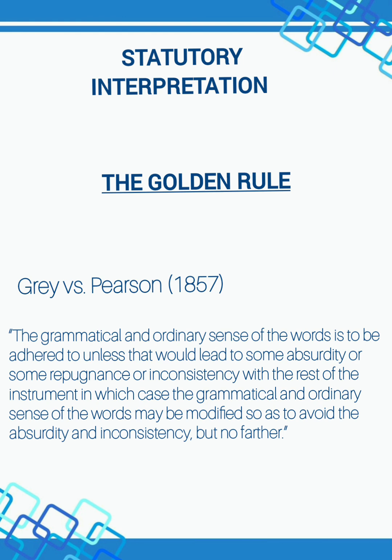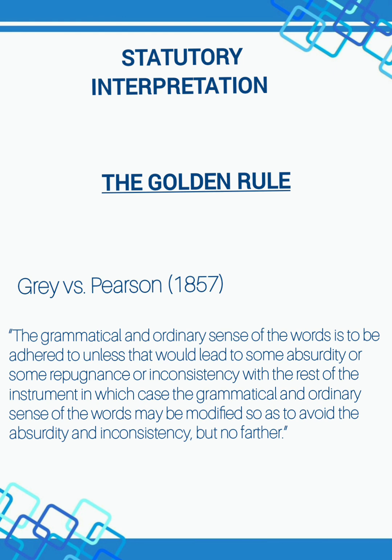Are we together? So let's look at the definition of the golden rule given under the case of Gray versus Pearson, 1875. They are telling us that the grammatical and ordinary sense of the words is to be adhered to, unless that would lead to some ambiguity or some repugnancy or inconsistency with the rest of the instrument, in which case the grammatical or ordinary sense of the words may be modified so as to avoid the ambiguity and inconsistency, but no further. So just like I said, it only comes in to modify the literal rule. Are we together? Where the literal rule fails, we employ the golden rule.